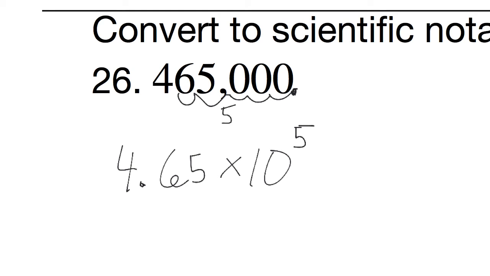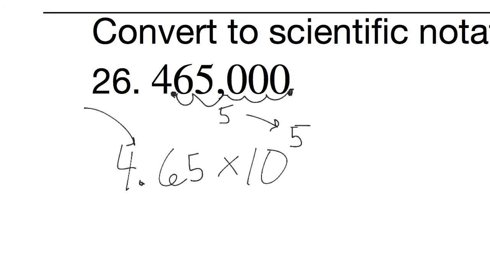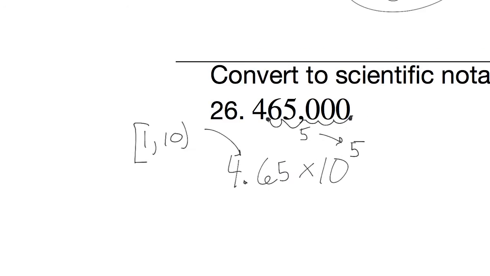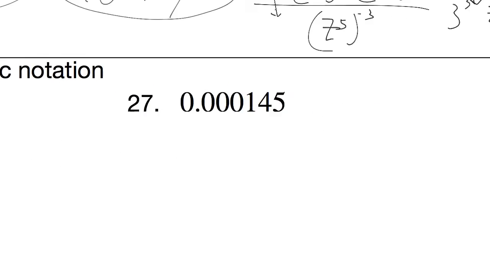5 times, put the exponent of 5 there. Now, why did we put it specifically right there? It's because this number here has to be a number between 1 and 10. It could be anywhere between 1 and 10, not including 10. You can always move the decimal to create a number between 1 and 10.